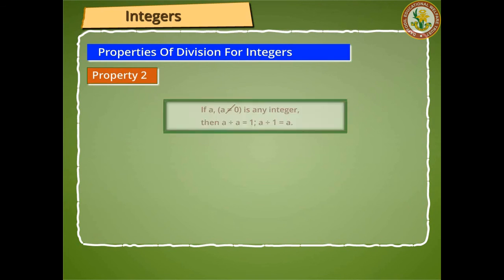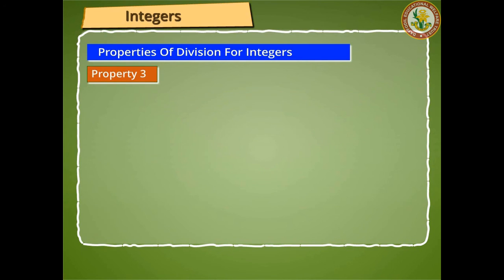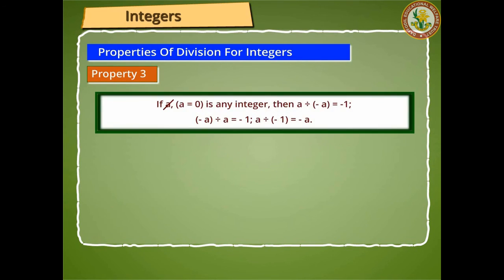Property 2. If a is not equal to 0 is any integer, then a ÷ a = 1, a ÷ 1 = a. For example, 5 ÷ 5 = 1 and -7 ÷ 1 = -7.